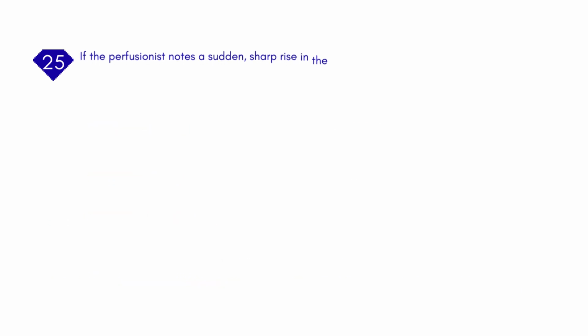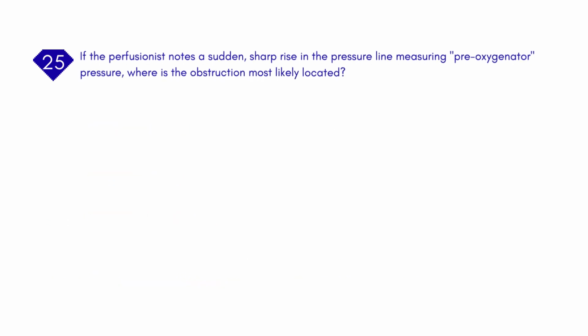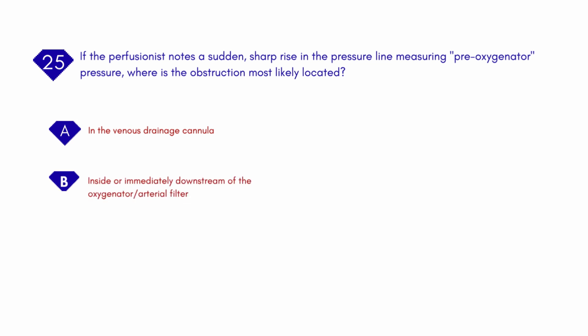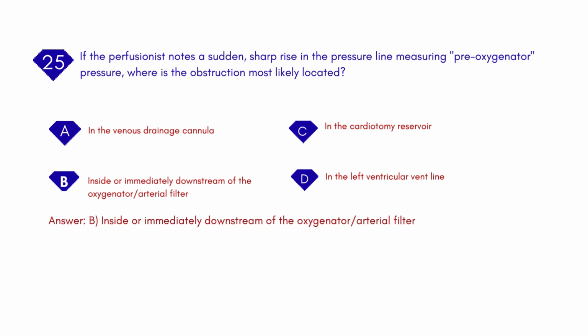If the perfusionist notes a sudden, sharp rise in the pressure line measuring preoxygenator pressure, where is the obstruction most likely located? A. In the venous drainage cannula. B. Inside or immediately downstream of the oxygenator/arterial filter. C. In the cardiotomy reservoir. D. In the left ventricular vent line. Answer: B. Inside or immediately downstream of the oxygenator/arterial filter.